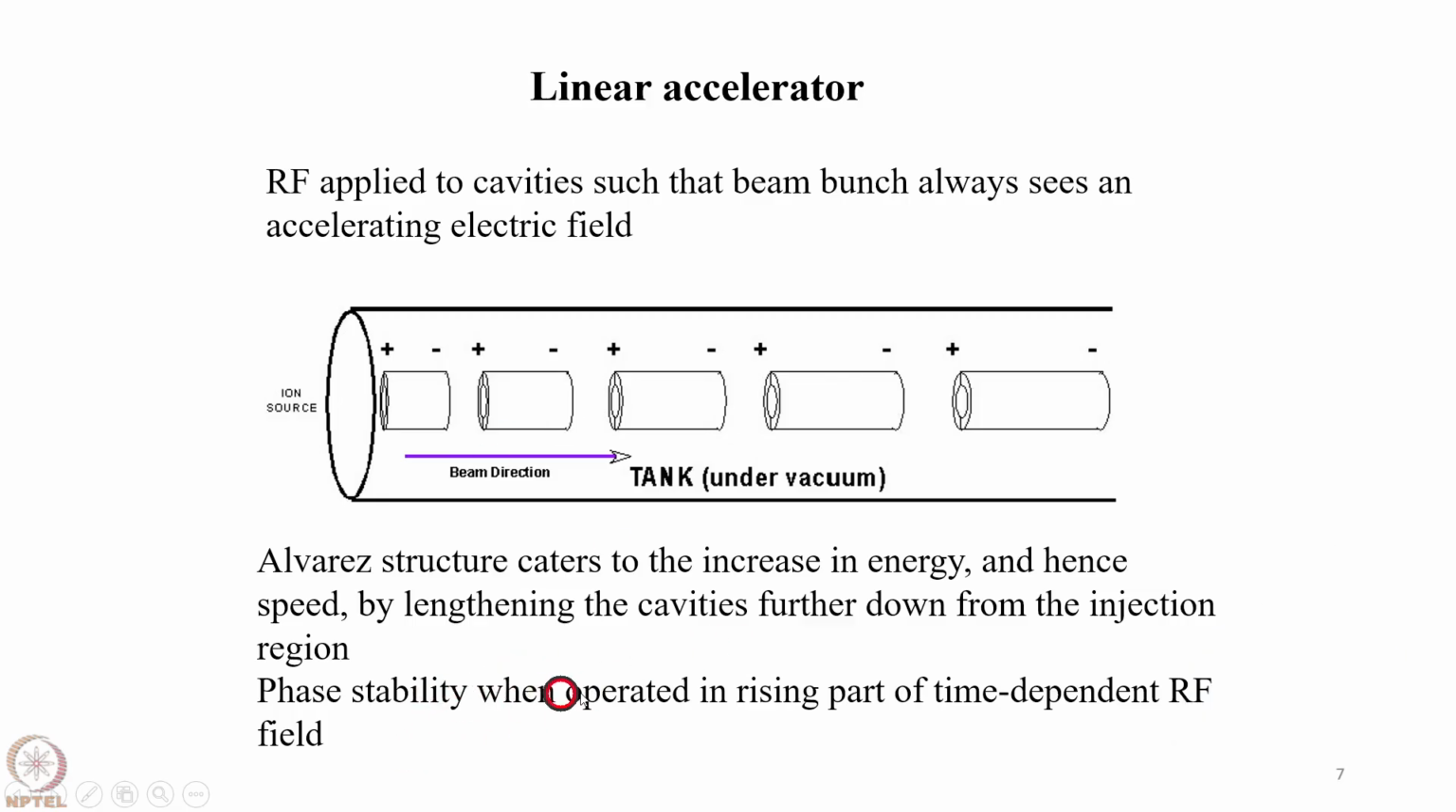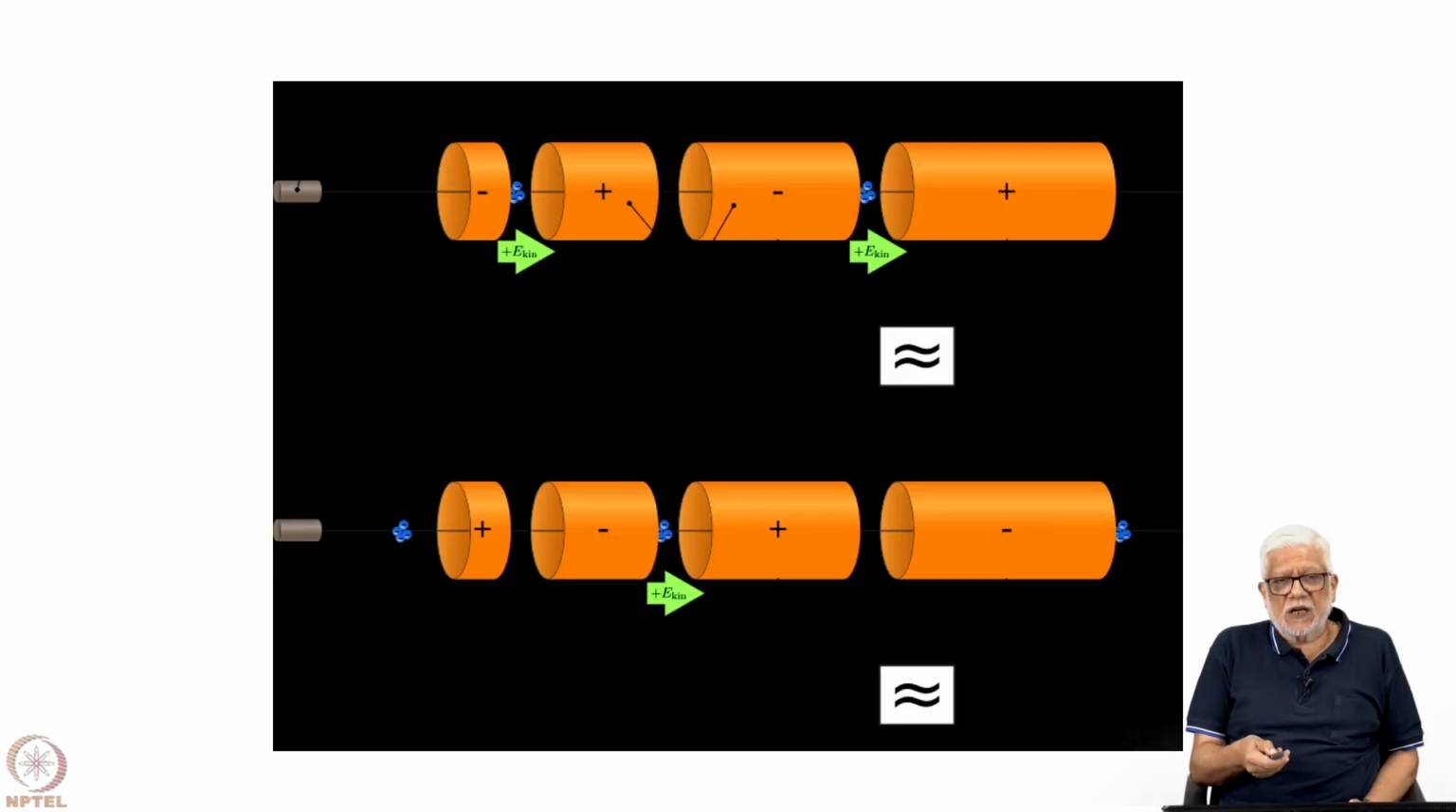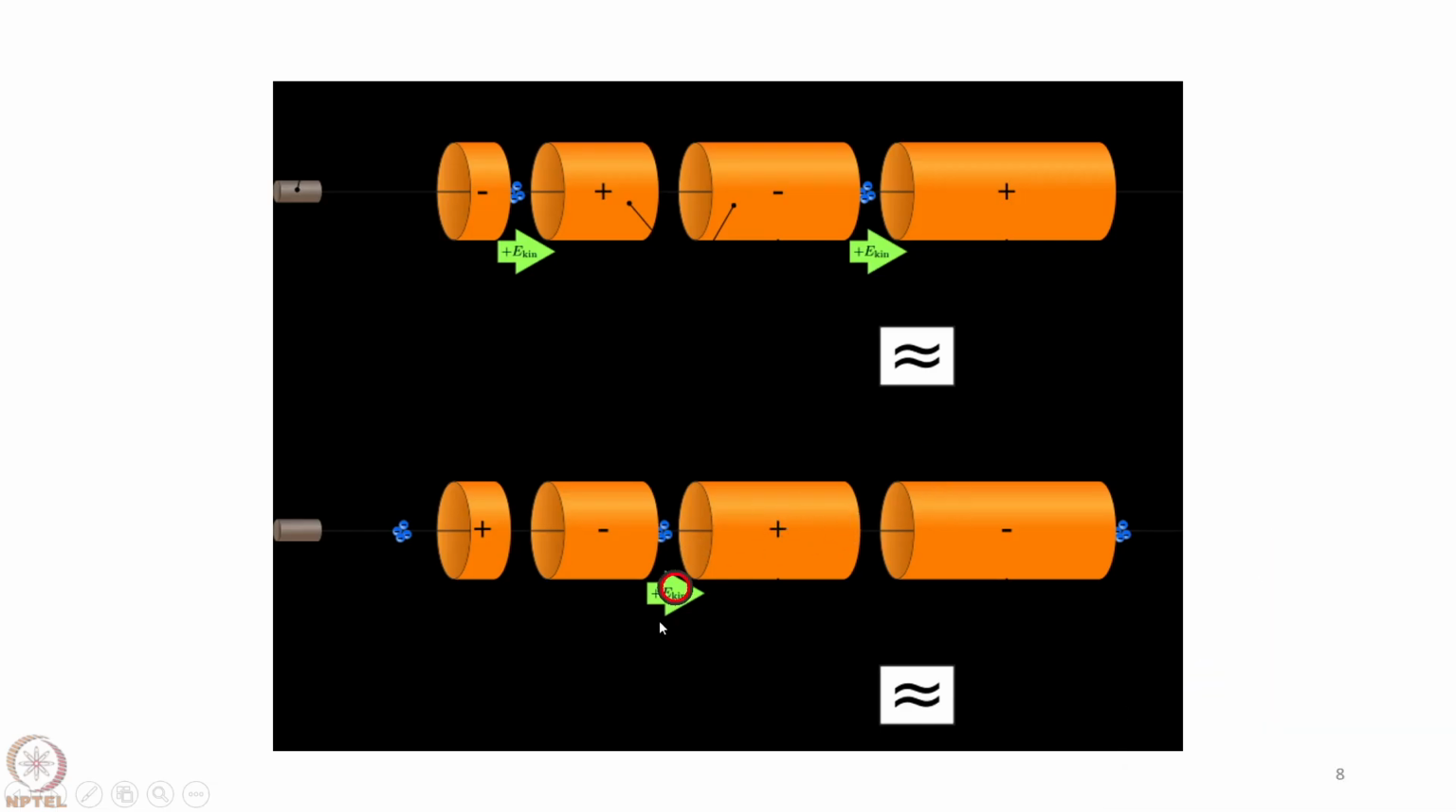The phase stability, of course, applies as in the case of the synchrotron, indeed any such device. So this is shown a little better here, where let us say you have an RF cycle where this is negative and this is positive. So the particle gets accelerated. In the next half of the cycle, this becomes negative and this becomes positive. So the electron, let us say, is again accelerated here, and its velocity increases. So you have to have a slightly longer electrode, and then the same thing continues.